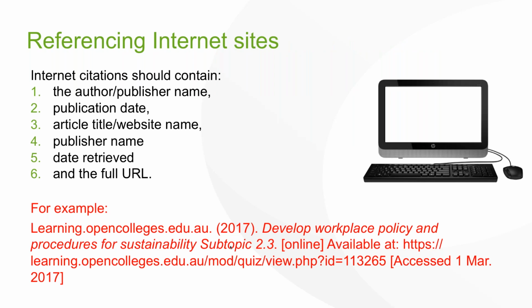If you're referencing an internet source, internet citations should include the author or the publisher's name, the publication date, the article title or the website name, the publisher's name, the date it was retrieved, and the full URL. So for example, if we're looking at the Open Colleges open space, we might say learning.opencolleges.edu.au 2017. Develop workplace policy and procedures for sustainability. Subtopic 2.3 online. Available here is a hyperlink, and it was accessed on the 1st of March 2017.